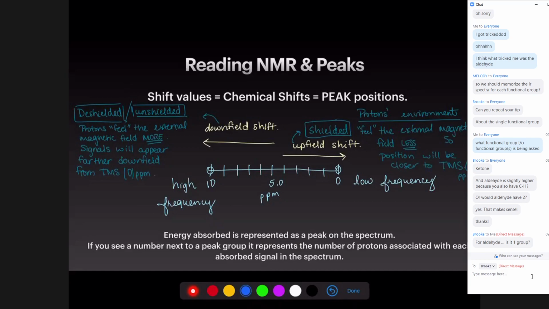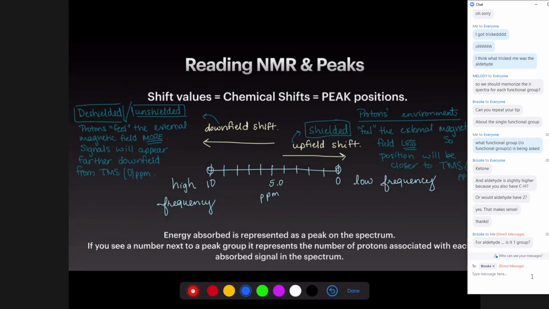If you have a value that is downfield, so you have downfield shift, and then you have upfield shift. Your downfield are going to be deshielded or unshielded. So the protons feel the external magnetic field more, and signals will appear farther downfield from the 0 parts per million. I will draw that in just a second and show you what I mean by that.